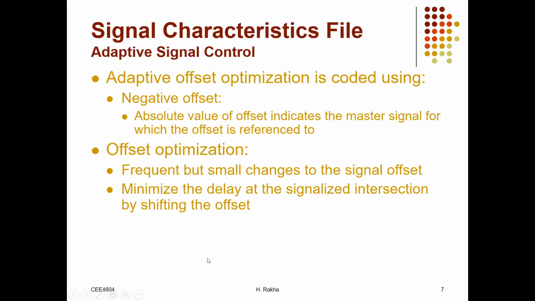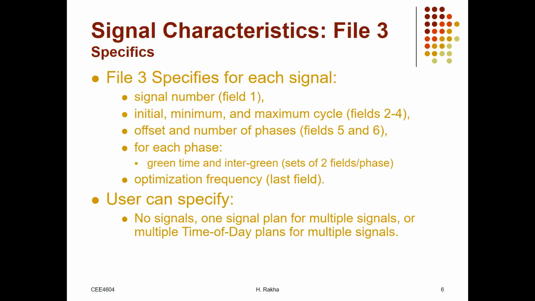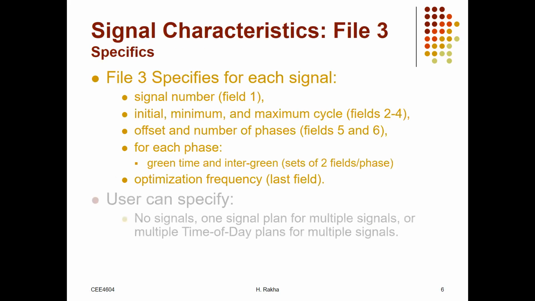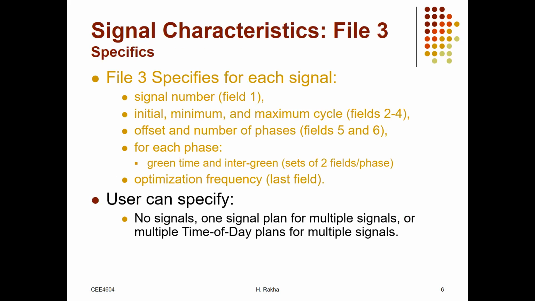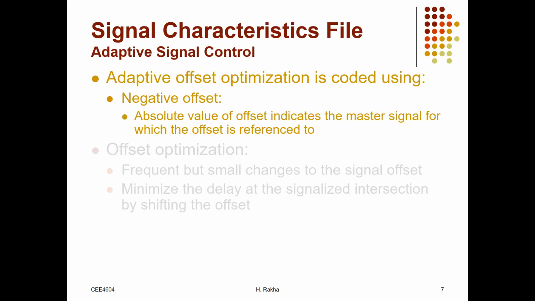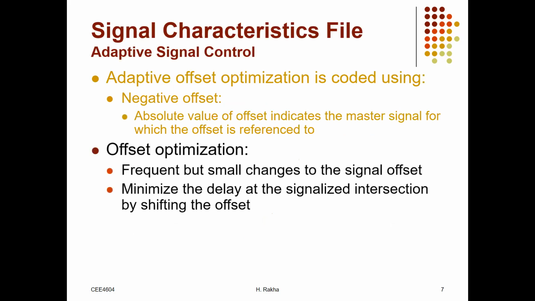Okay, so let's go back to the actual text then, now that we've gone over this. So this just describes the different things, optimization. So you can have by time of day, as we mentioned, multiple plans. The offset, you can also optimize the offset if you were to set it as a negative offset. And the negative number would be the traffic signal relative to which you're optimizing the offset.